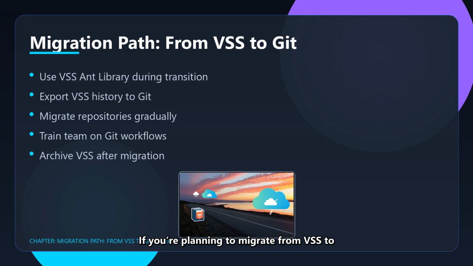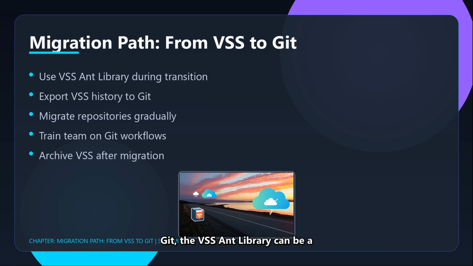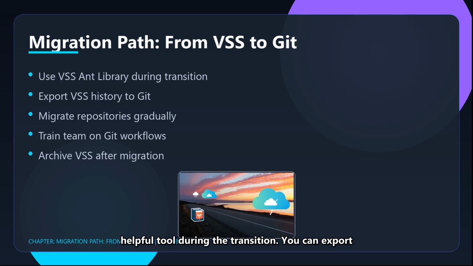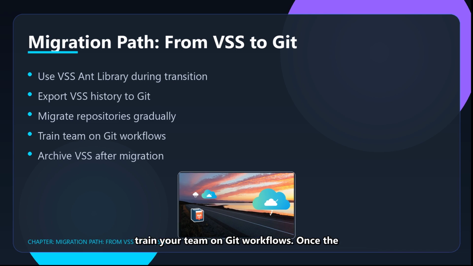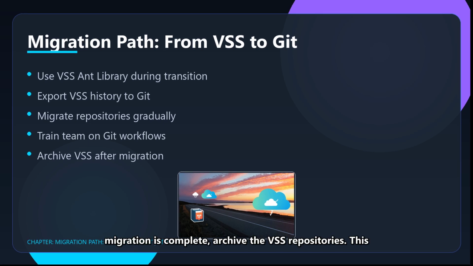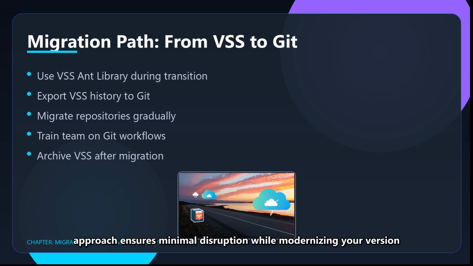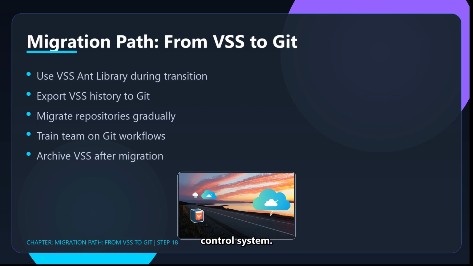If you're planning to migrate from VSS to Git, the VSS Ant library can be a helpful tool during the transition. You can export VSS history to Git, migrate repositories gradually, and train your team on Git workflows. Once the migration is complete, archive the VSS repositories. This approach ensures minimal disruption while modernizing your version control system.